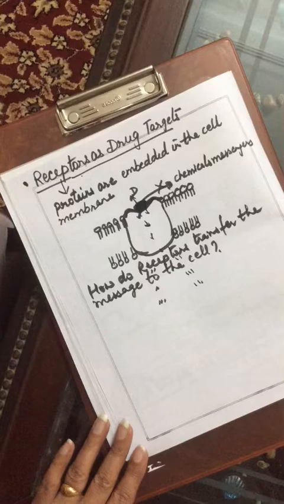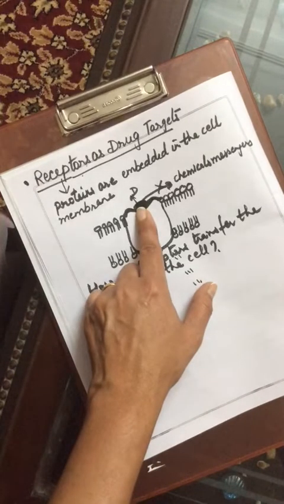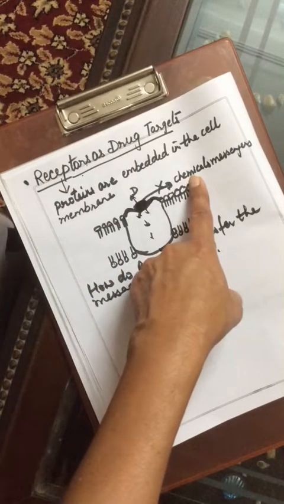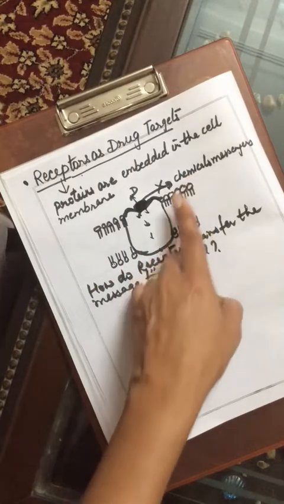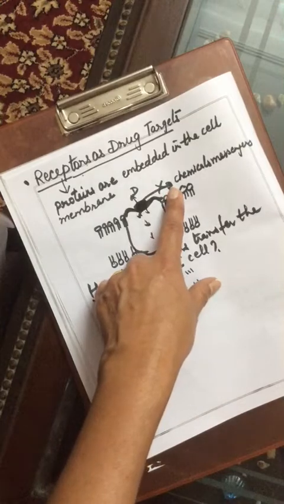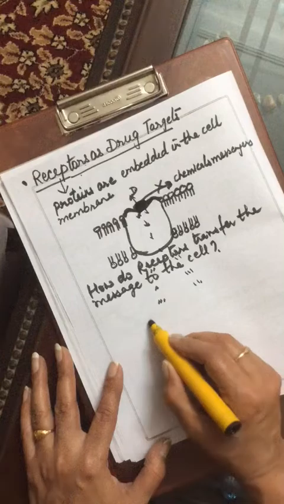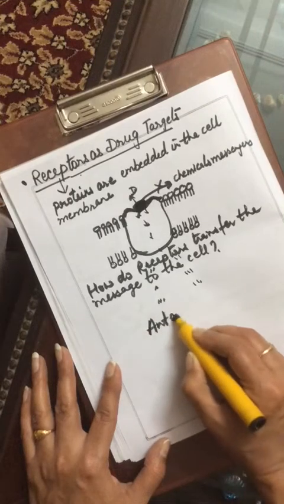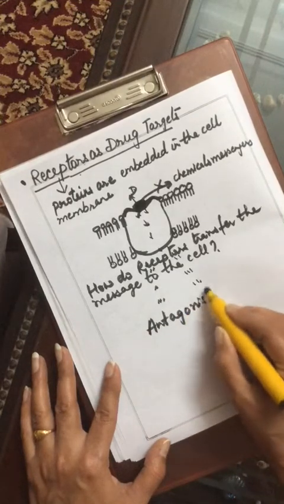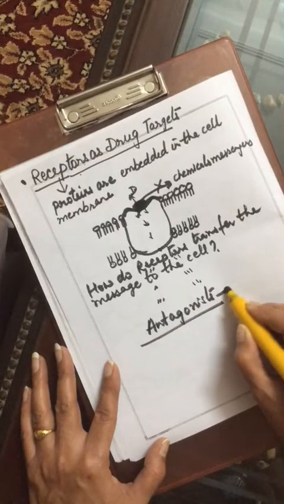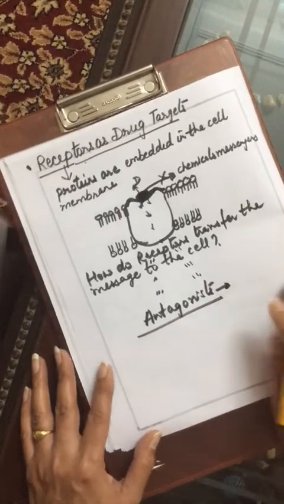If the drugs bind to the receptor site and stop the function of this chemical messenger, that is, inhibit the natural function of this chemical messenger, then these kinds of drugs are known as antagonists. These drugs are used to block that function.